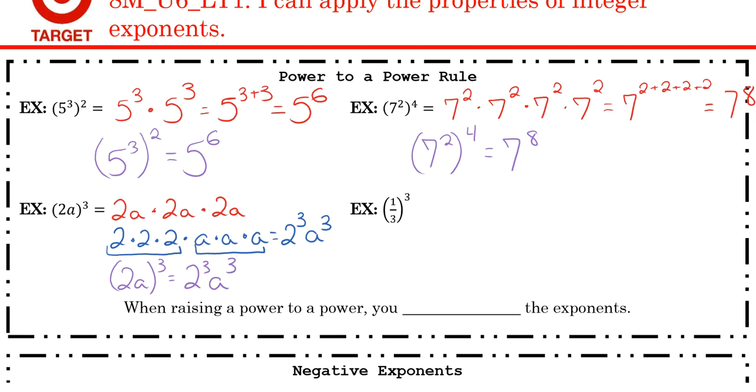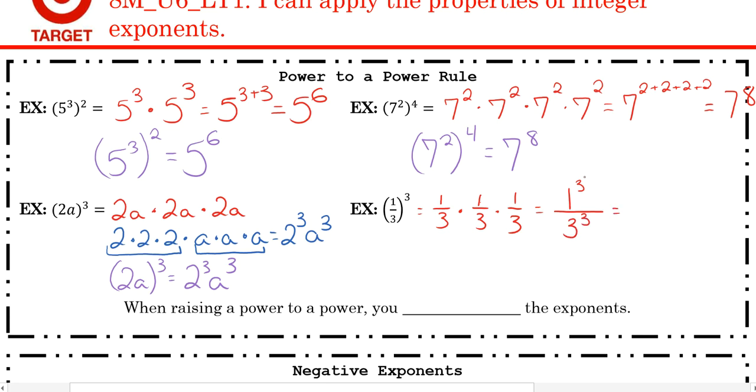On our last example, we have 1/3 raised to the third power. So we would take our common base of 1/3 and multiply it by itself 3 times. Okay, and then if I look at my numerator, I have 1 times 1 times 1, which would be 1 to the third power. And then my denominator, I have 3 times itself 3 times, 3 to the third power.